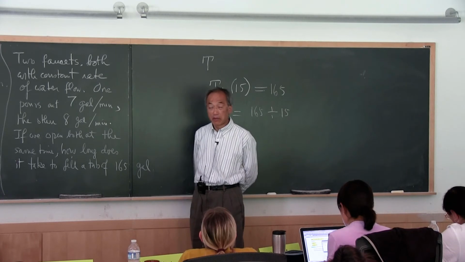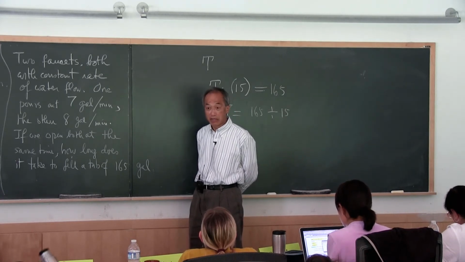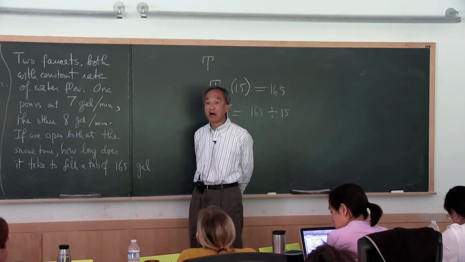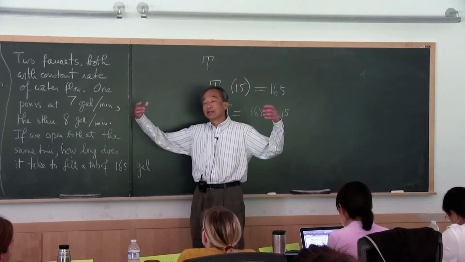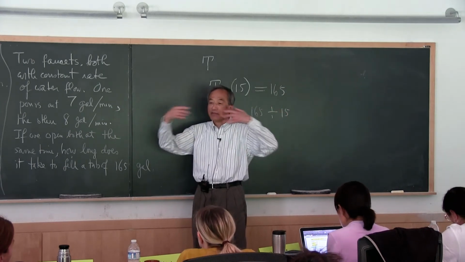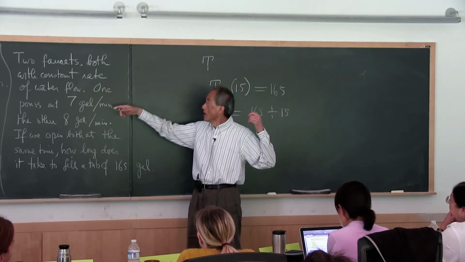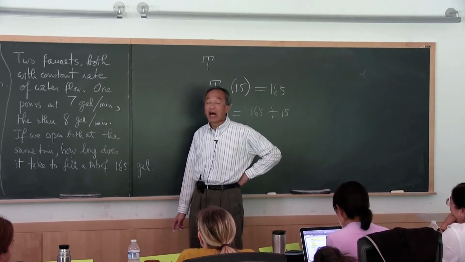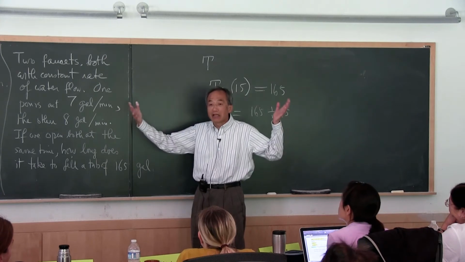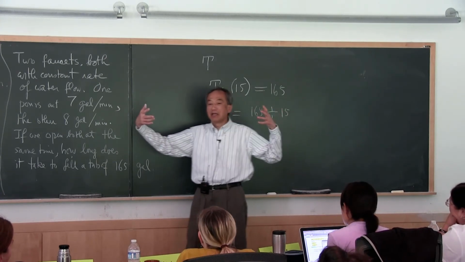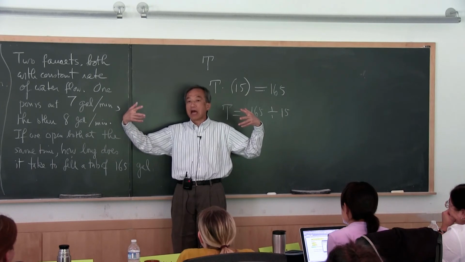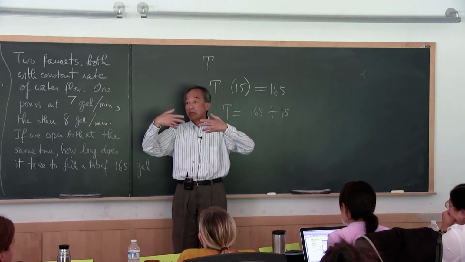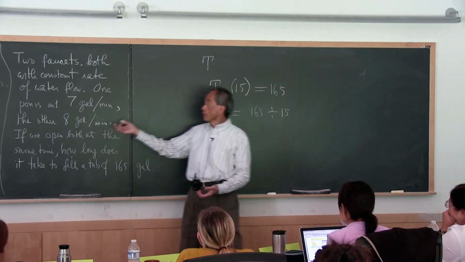I can rephrase it in terms of a train, if you can imagine very slow-moving trains. Two trains, 165 miles apart, on parallel tracks come at each other. One runs at 7 miles a minute. That's even realistic. 7 miles a minute, and the other runs at 8 miles a minute. After how many minutes would they meet in the middle? Then you do exactly the same.